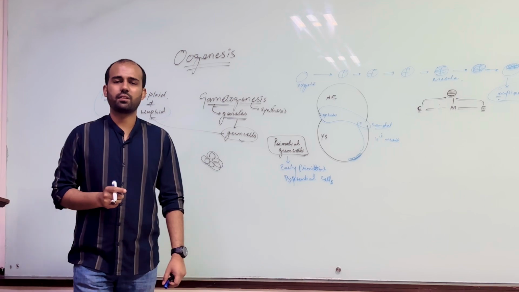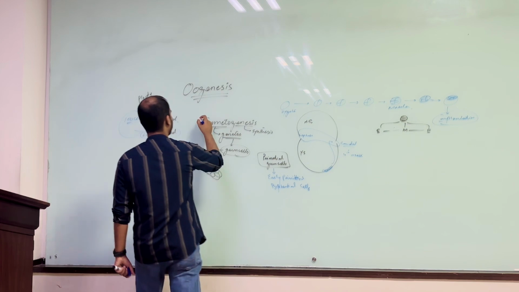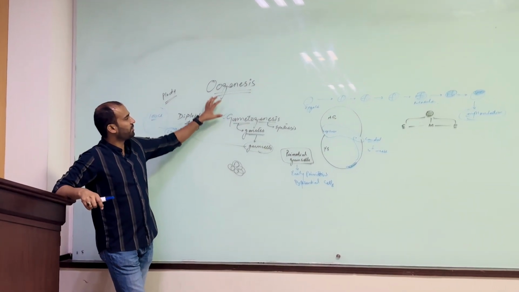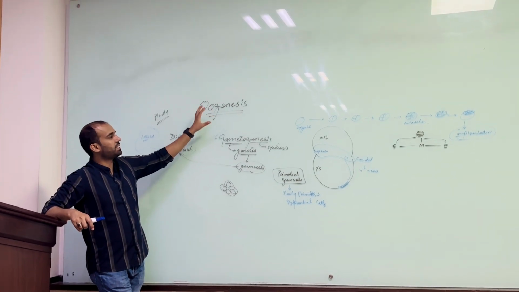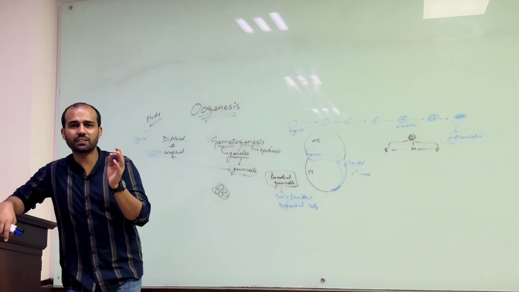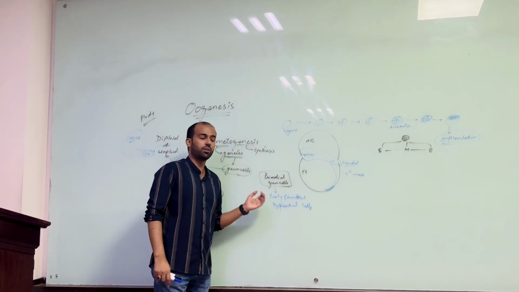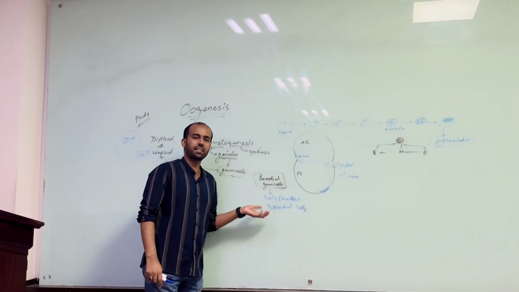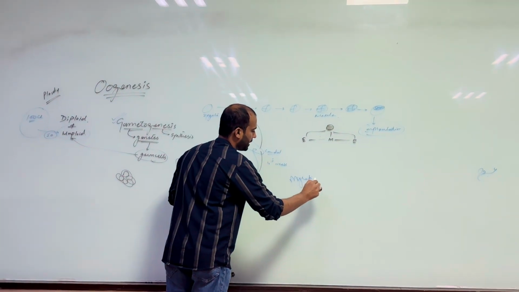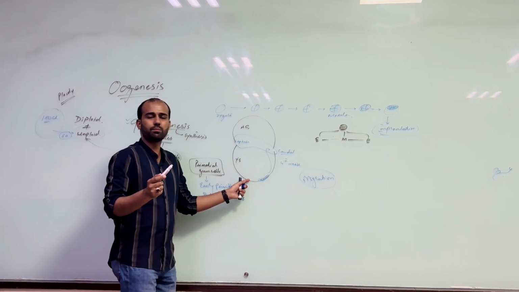So if someone asks you what is the first step in gametogenesis, don't say in a panic that in gametogenesis or oogenesis, the first step is that the primordial germ cells convert into primary oocytes and primary spermatocytes. This is wrong. The first step in gametogenesis is the migration of primordial germ cells from the yolk sac to the gonads. This is the first step.